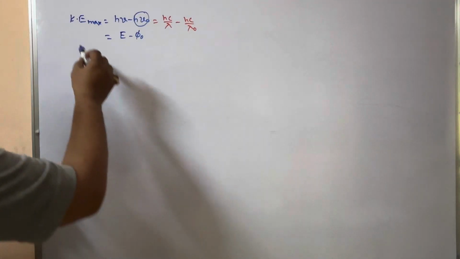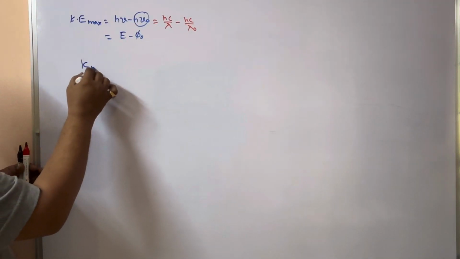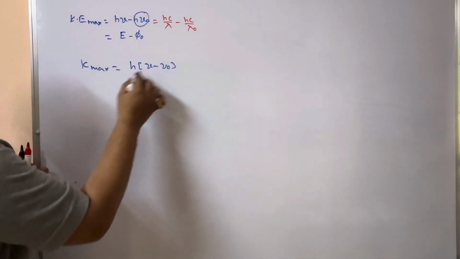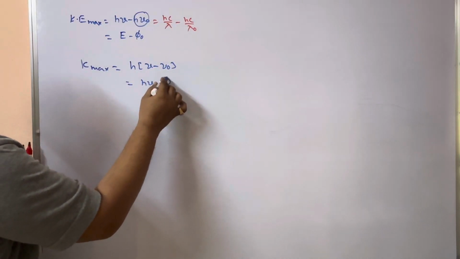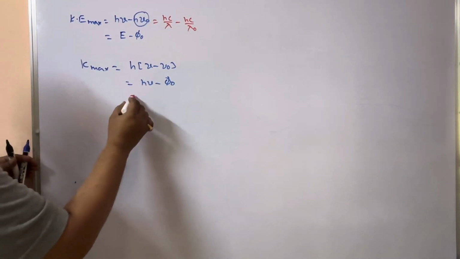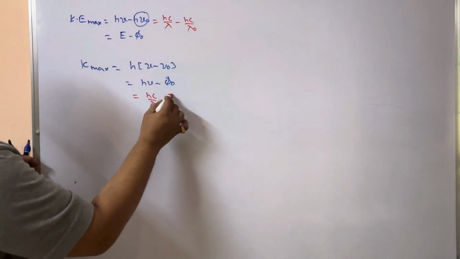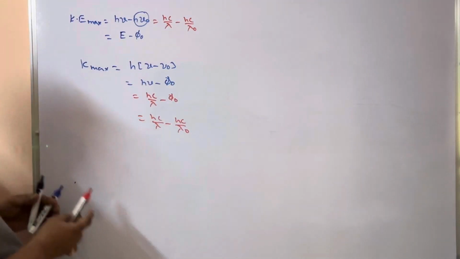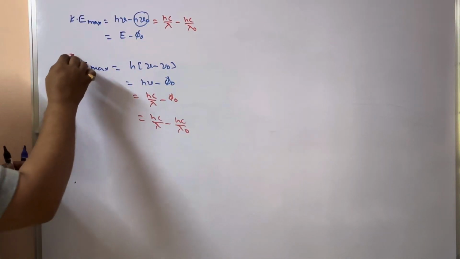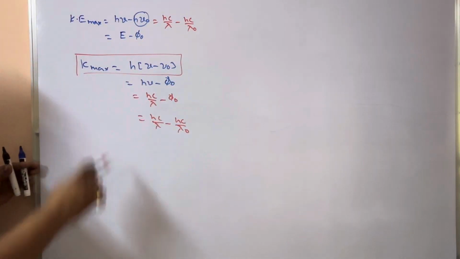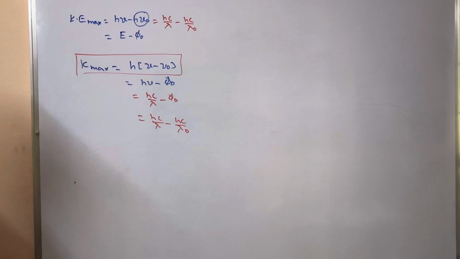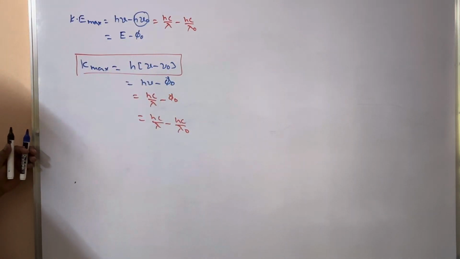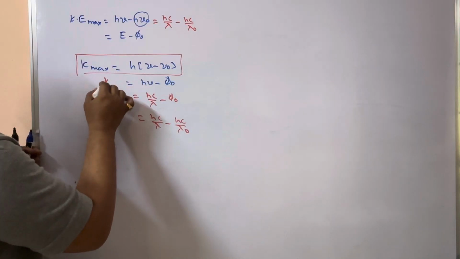See the graph nature, how it will be coming. K maximum, kinetic energy maximum, is equal to h into nu minus nu naught, otherwise h nu minus phi naught, otherwise hc by lambda minus phi naught. So, hc by lambda minus hc by lambda naught. You can take any equation. Mainly, they will ask the nature of the graph by taking this equation. How this equation is going to be represented, K maximum.